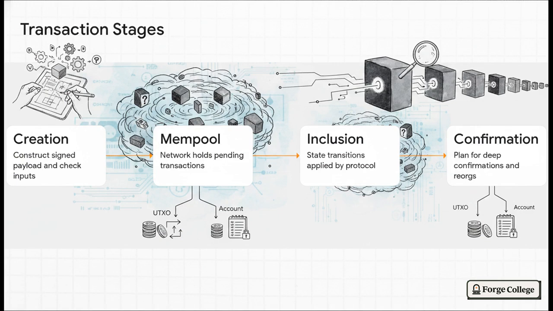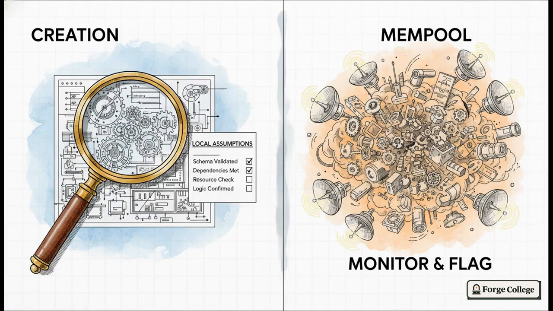We've got creation, then the mempool, followed by inclusion, and finally deep confirmation. And here's the kicker. Because of those foundational model differences we just established, every single one of these stages forces you to write entirely different handling code, depending entirely on whether you are building for a UTXO chain or an account-based chain. Let's actually zoom in on stages 1 and 2 for a second.